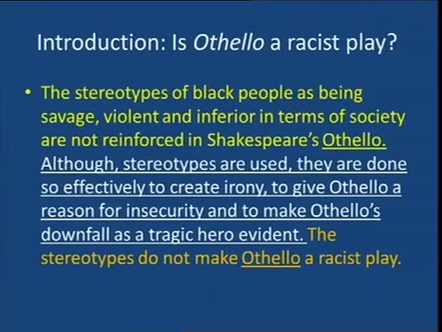Although stereotypes are used, they are done so effectively to create irony, to give Othello a reason for insecurity, and to make Othello's downfall as a tragic hero evident. The stereotypes do not make Othello a racist play. And I want to show you this introduction because it's an excellent, excellent introduction.